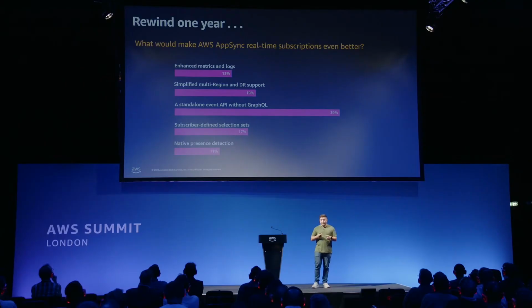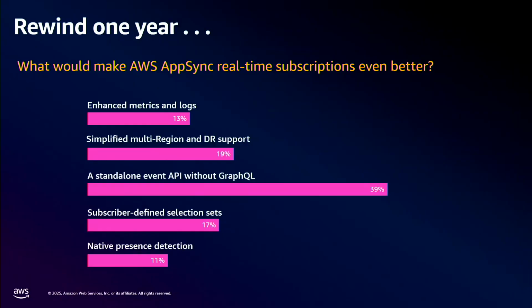So about a year ago, we asked customers like yourselves, developers, architects, mobile developers, what would make AppSync subscriptions even better? And we got some very nice feedback around, again, observability, DR, multi-region support for endpoints. But the standout ask by far was for an event API that doesn't use GraphQL. And so that's what we delivered.